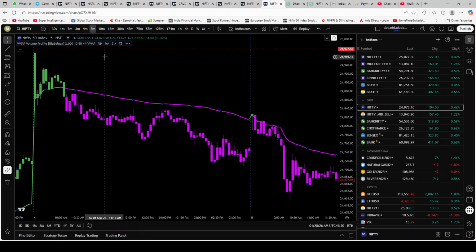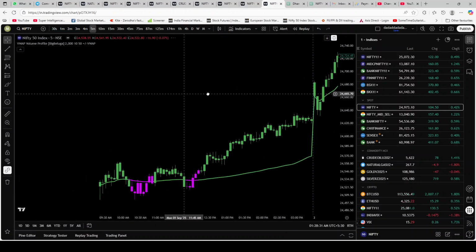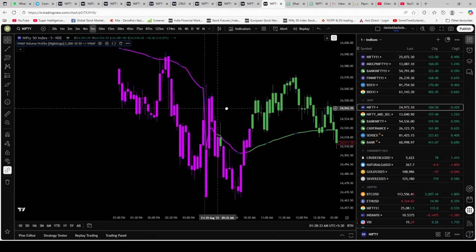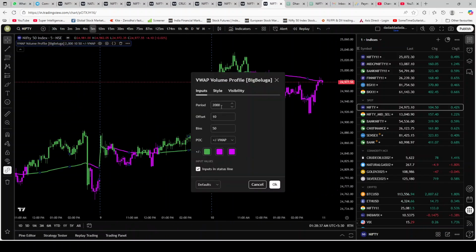So to get rid of that, I have made it 2000, so it will color like 2000 bars. Look back, which is a decent amount. I mean, I don't think you'll need more than 2000. All right. So these are the settings I have made.